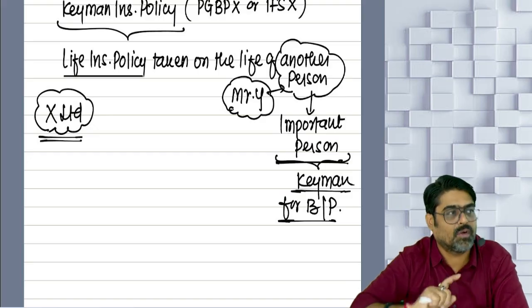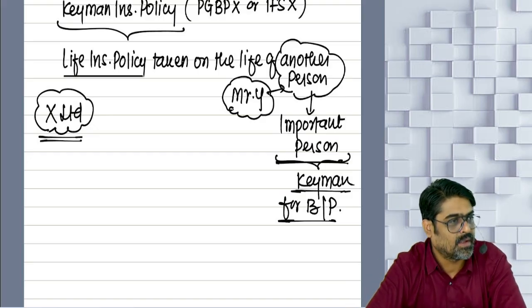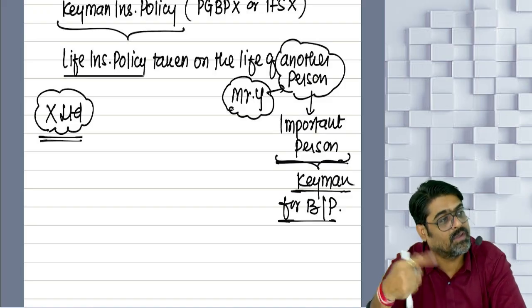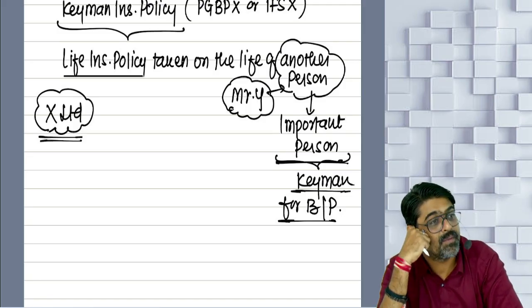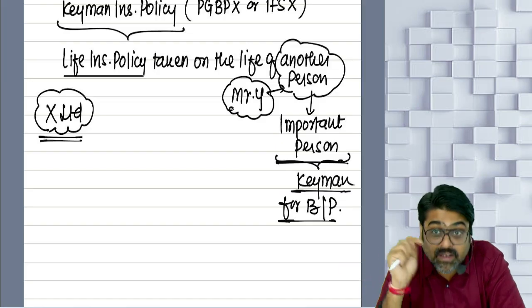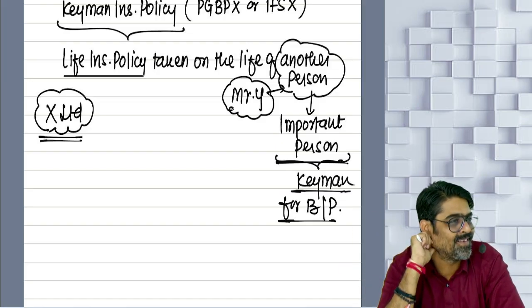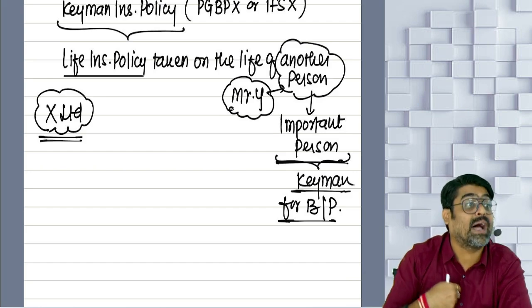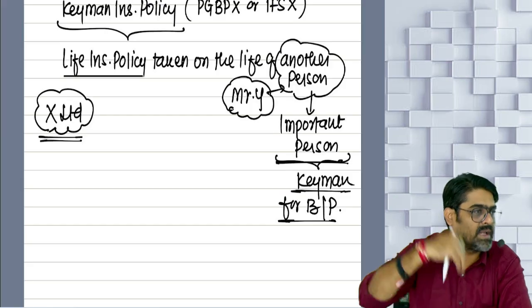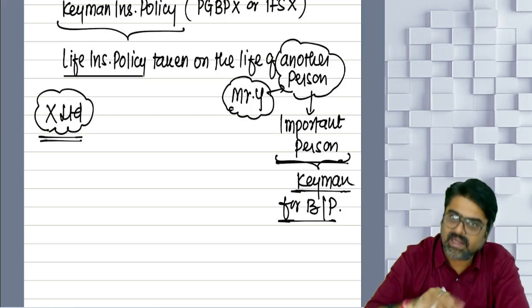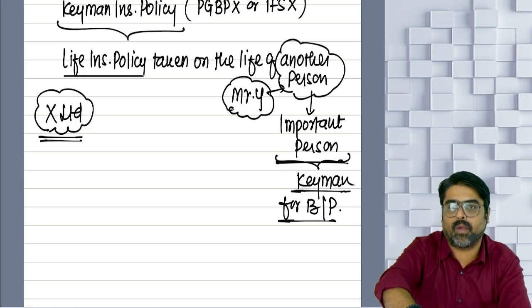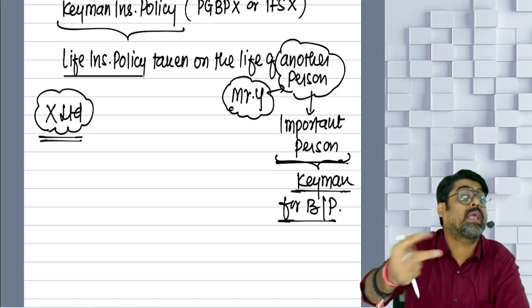But what if the policy was assigned on his name? He did not surrender the policy, but before the maturity of the policy, he died. Possible. But since the policy was assigned on his name, now his legal heirs will get the money. I will not get the money because I have assigned the policy. Yes or no? If I would not have assigned the policy, then the money would have been received by me. But since I have assigned the policy on the name of my keyman, keyman can be employee, keyman cannot be employee. Yes or no?